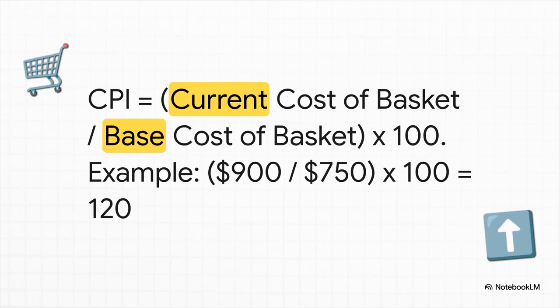From there, the math is simple. You just take the cost in the current year, the $900, and divide it by the cost in the base year, the $750. Multiply that by 100, and you get an index number. In our example, it's 120. That number, 120, is a quick way of saying prices are 20% higher than they were in our base year.